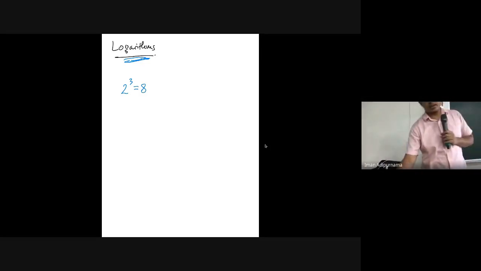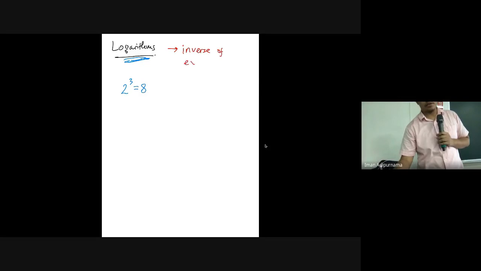Log is a different perspective on how we see numbers. Before, you have this, right? Can I say just a conclusion? Log is the inverse of exponential.